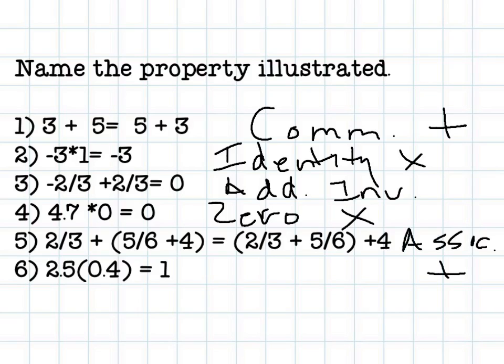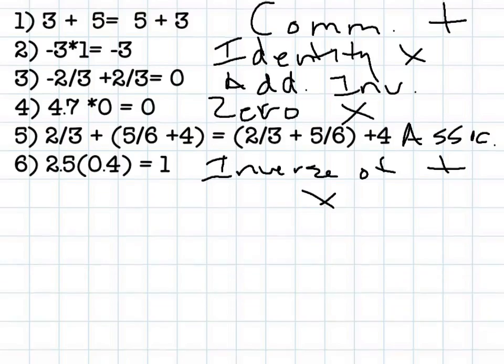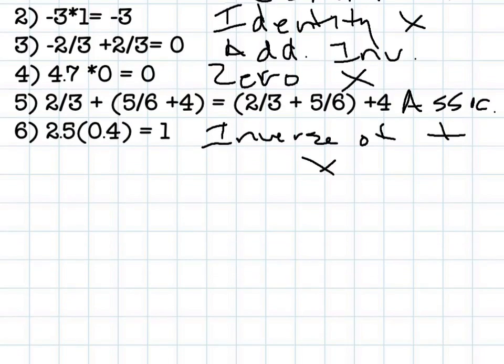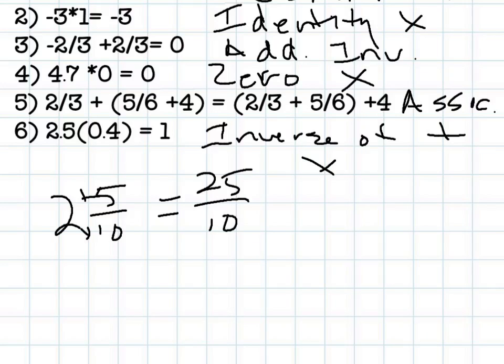And number 6, it looks tricky, is the inverse property of multiplication. Now, some of you are probably wondering, how in the world is that the inverse property of multiplication? Well, let's change them both to fractions, and then you'll have a better idea. If we take 2 and 5/10 and we make it into a fraction, you do 2 times 10 plus 5 gives you 25 over 10. And then if we simplify this fraction by dividing by 5, you end up with 5 over 2.